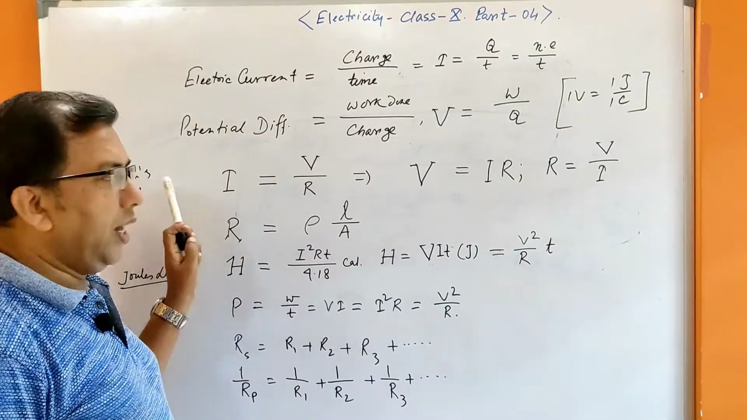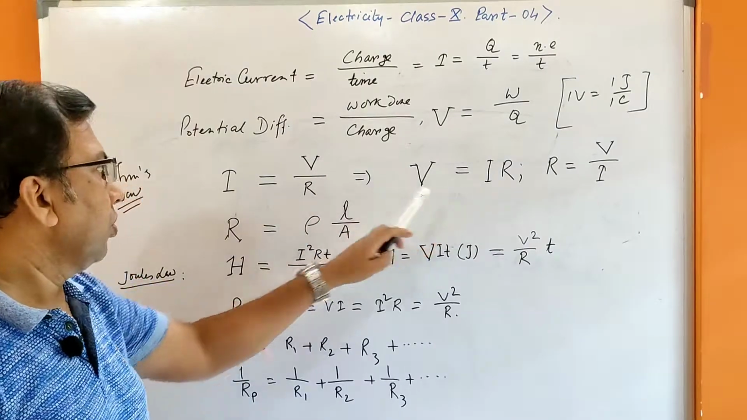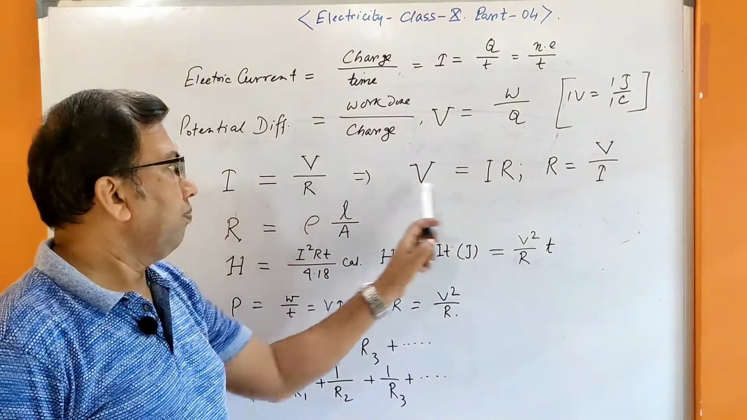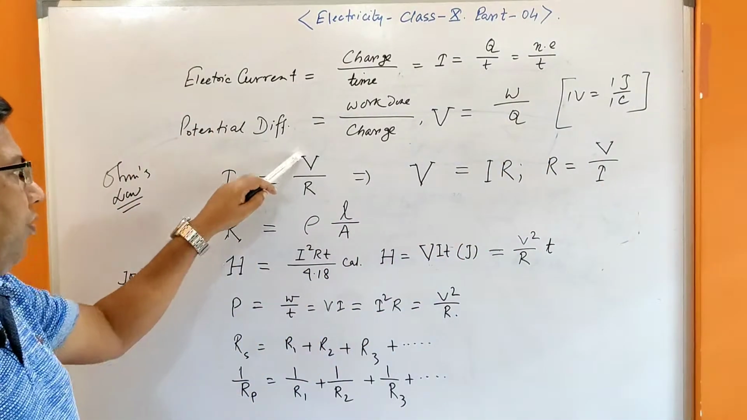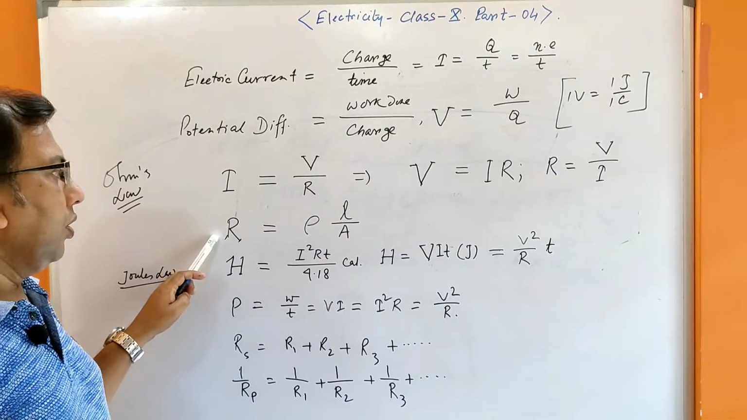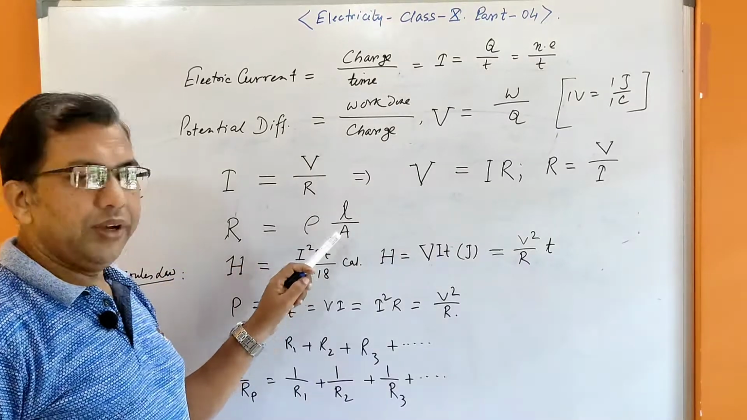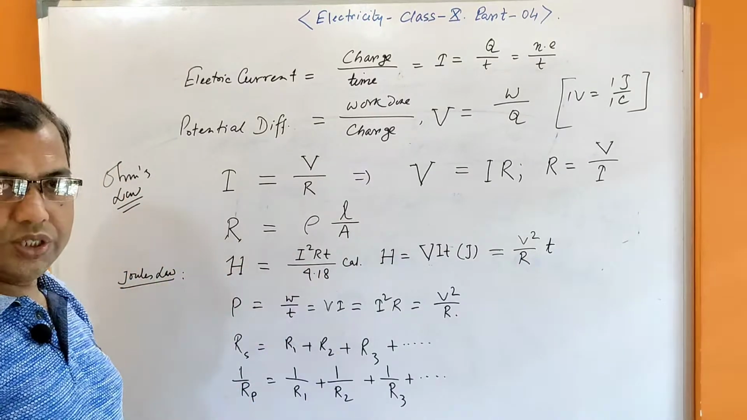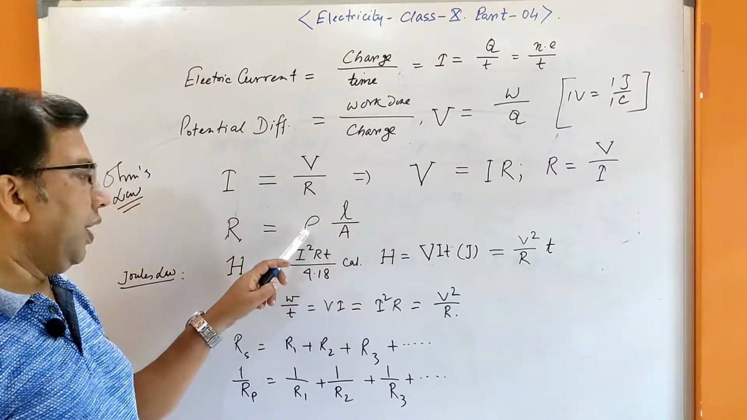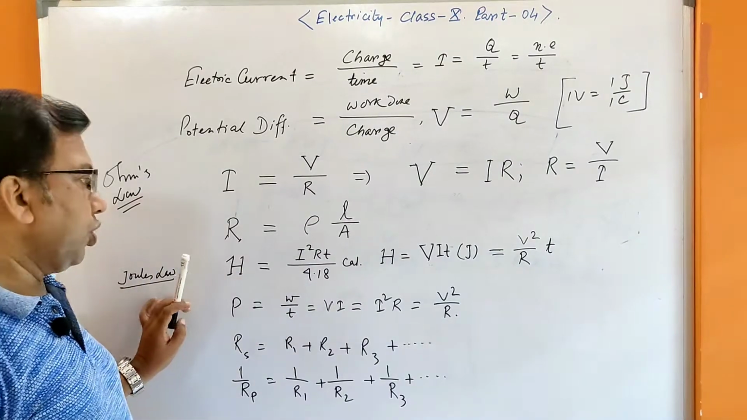From Ohm's law, I equals V by R, or V equals IR, or R equals V by I. From this, the main one is I equals V by R. Then R equals rho L by A, where L is the length and A is the area of cross section, and rho is the resistivity. From here you can find out rho also. Clear?